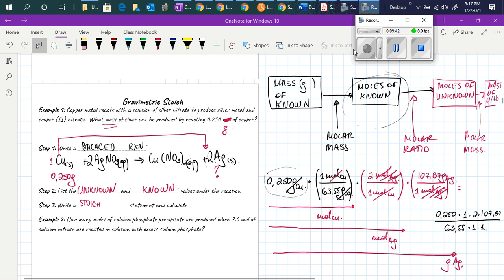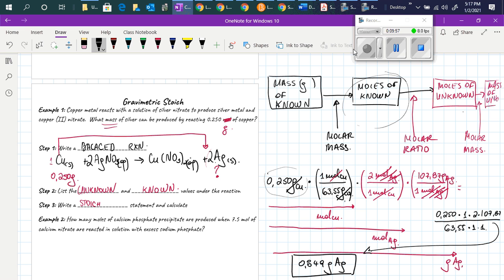So you should have here as the answer 0.849 grams of silver formed based on these calculations here. And what we are doing is we are taking into consideration the significant digits. So we have 3 significant digits as we start with, and this is the final answer. And we round everything at the very end.